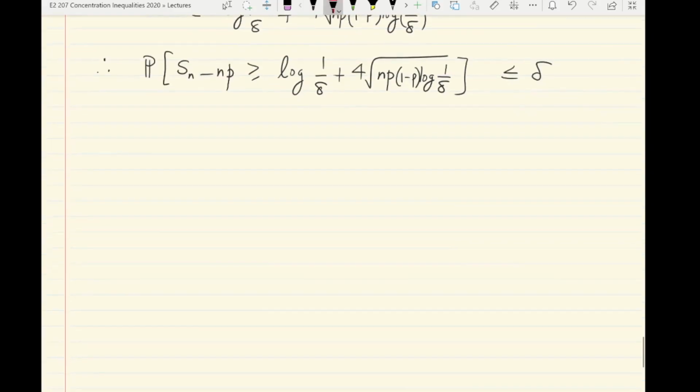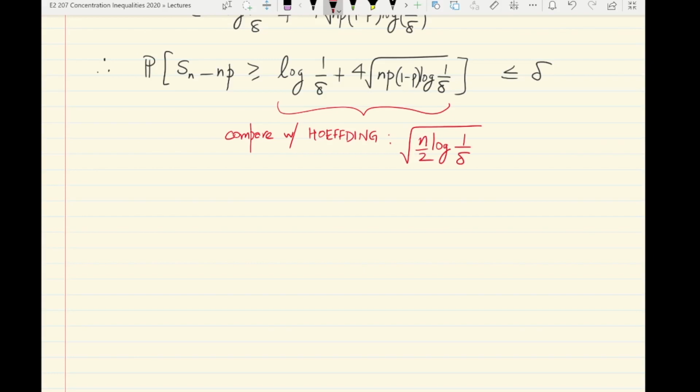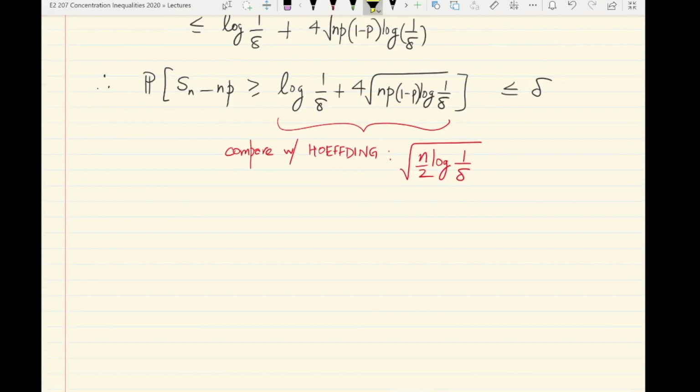Just to remind you what Hoeffding would have given for the same delta target probability of error, let's compare with Hoeffding. The typical deviation from Hoeffding would be basically square root of n by 2 log 1 by delta. One way to compare this is to say that delta is fixed at a constant, so log 1 by delta is a constant, and n is a fairly large number. So here this quantity goes basically as square root n, whereas this quantity goes as square root of n into p(1 minus p). This is very useful if p into 1 minus p is a fairly small number.